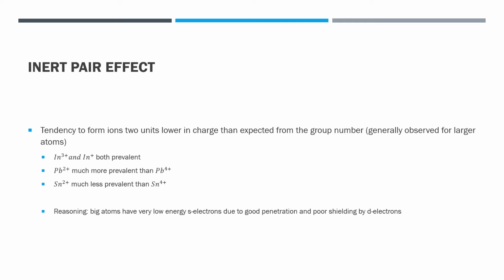Okay, so now I just want to talk about the inert pair effect. This is a periodic trend that's not really covered generally. It's just the tendency to form ions 2 units lower in charge than expected from the group number, and this is generally observed for larger atoms. So let's talk about why this happens.